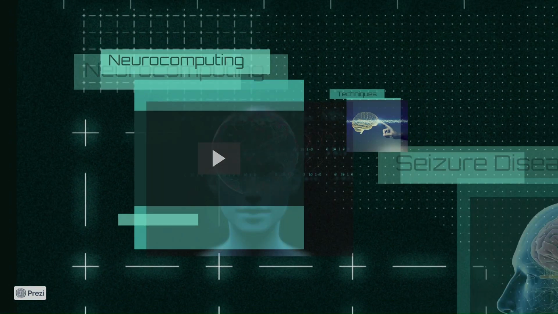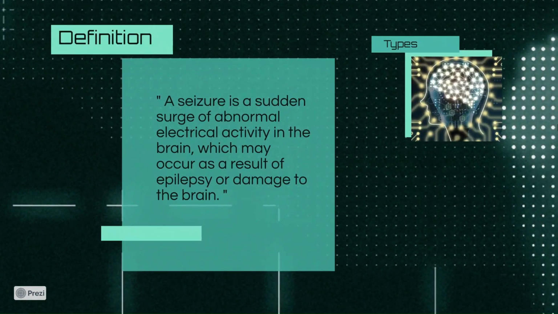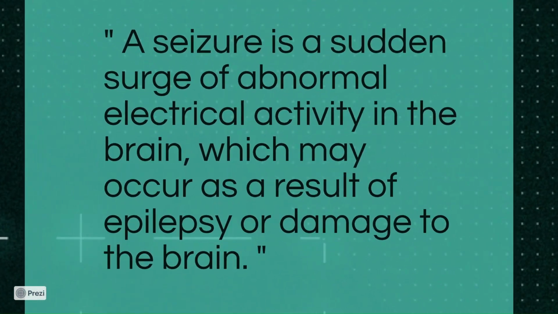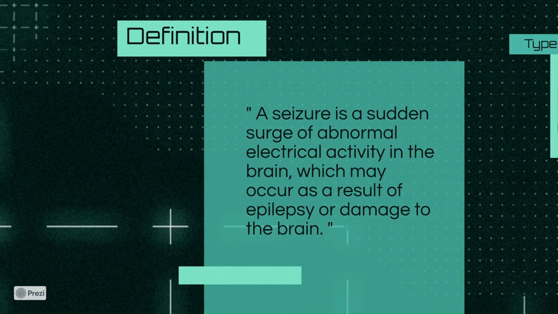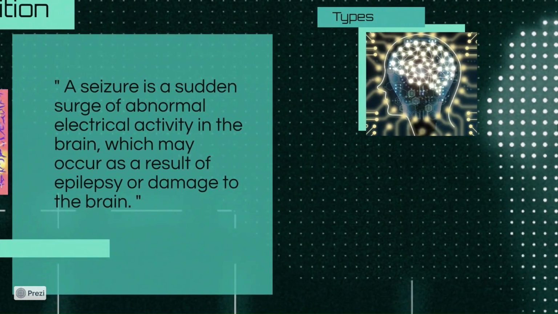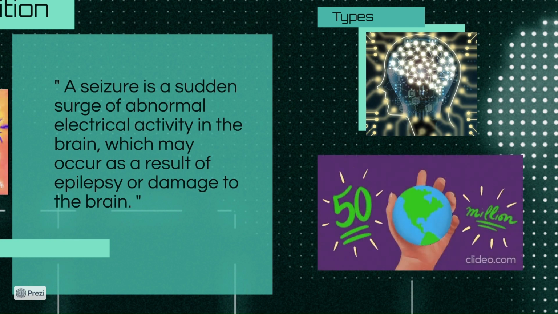Now, we will talk about what seizure disease is. Seizure disease is a brain disorder caused by abnormal brain activity, and around 50 million people are affected by this. Seizures can vary in severity, duration, and symptomatology, and may be triggered by a variety of factors such as genetic predisposition.